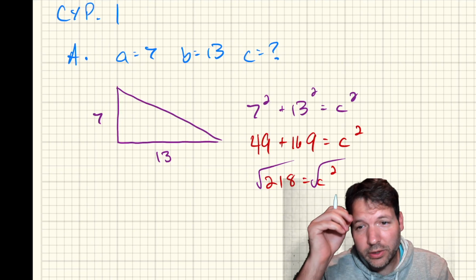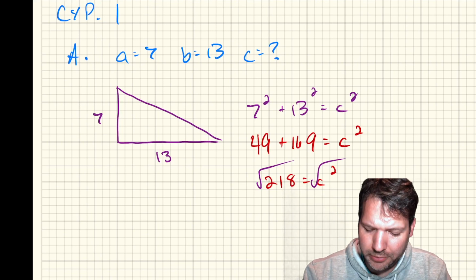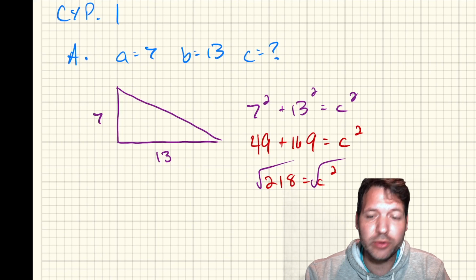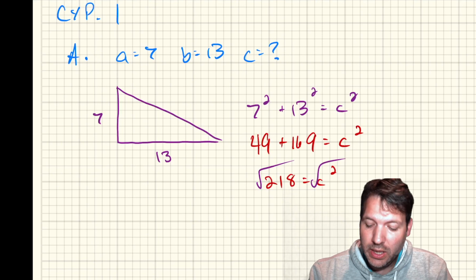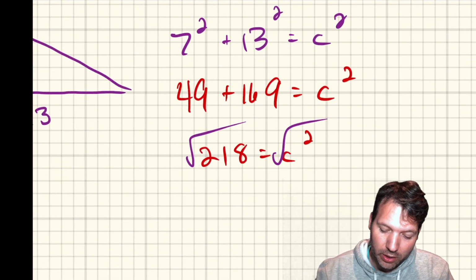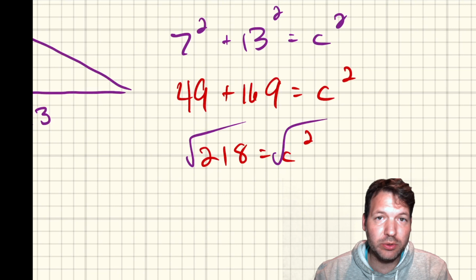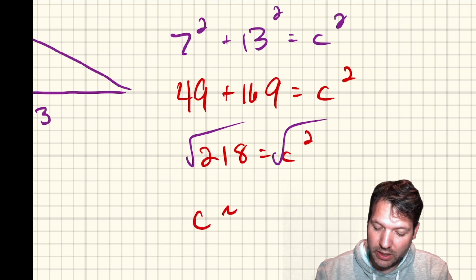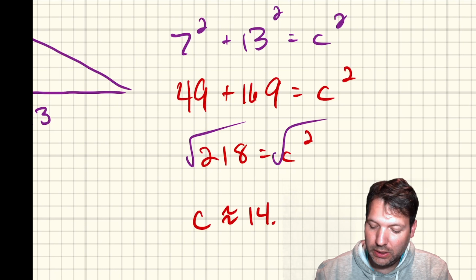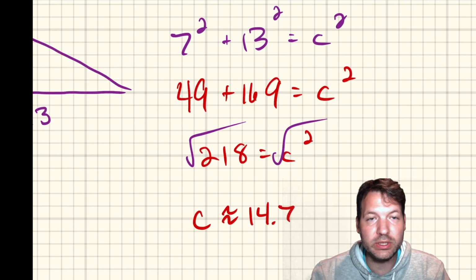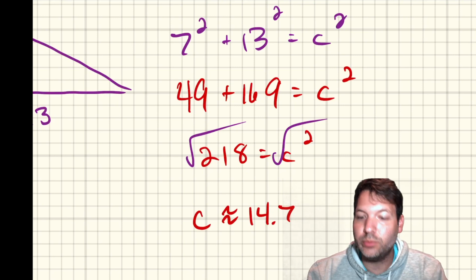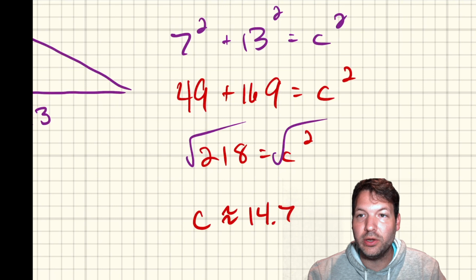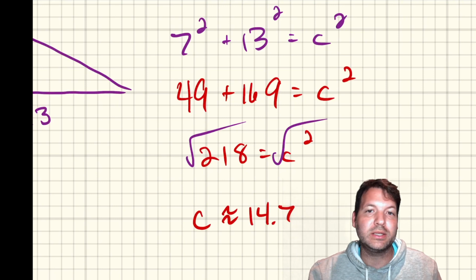All right, so I'm working out Check Your Progress 1A, and I want to pause here. This one is not a Pythagorean triplet, right? 218 is not a perfect square. It's really close to a perfect square. The next perfect square up is 225, and so we could say that C is like 14.8. Let's see how close I got. 14.7 times 14.7, 216. So pretty close.